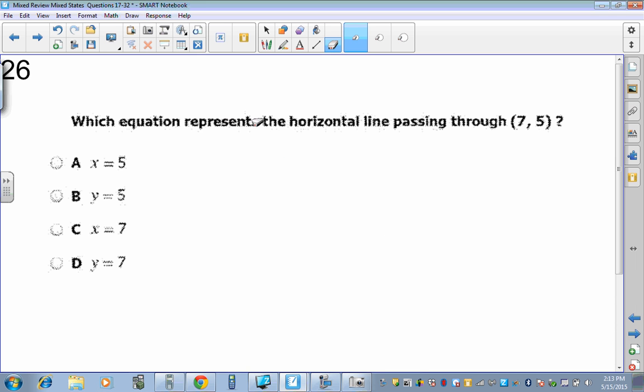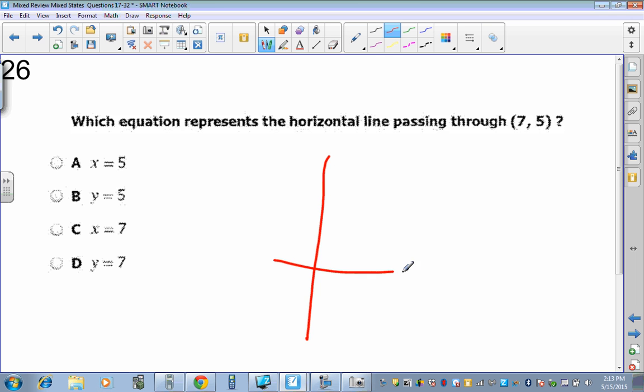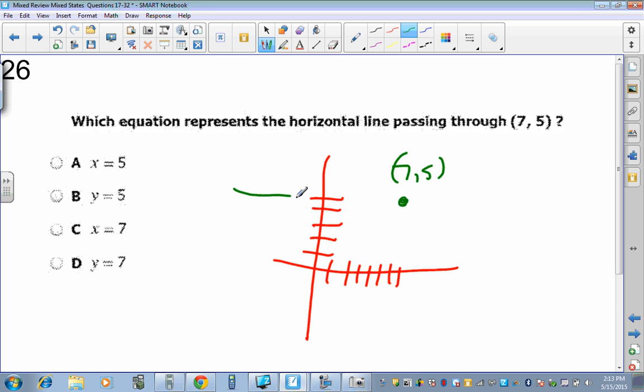Which equation represents the horizontal line passing through 7, 5? So 7, 5, and of course you would have graph paper on your EOC. That's the point 7, 5, and we want the horizontal line passing through this. The answer is either going to be x stuck at 5 or y stuck at 5 because you're looking at a horizontal line.